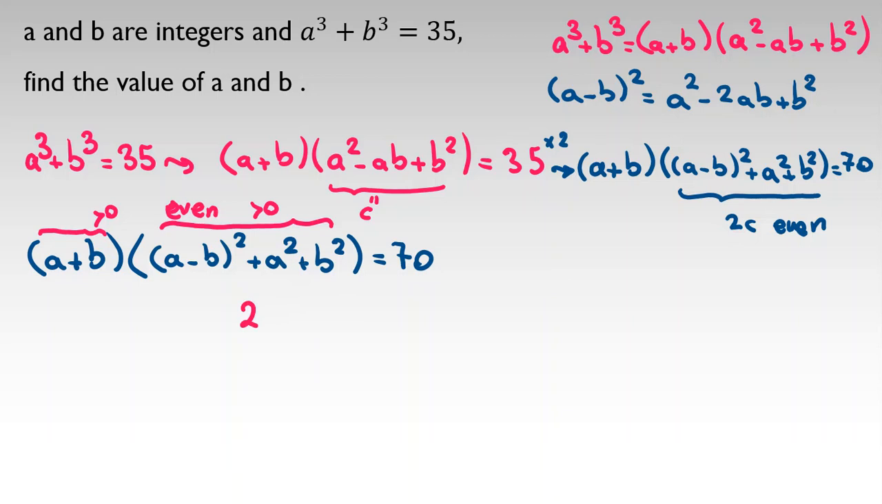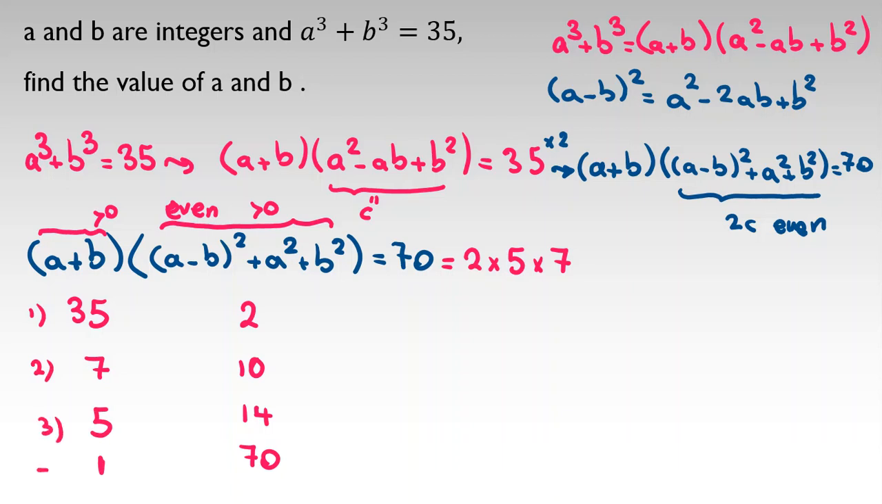So the cases are as follows. If I prime factorize 70, it is 2 times 5 times 7. So the second term can be 2, it can be 10, it can be 14, and it can be 70. If it is 2, then the other part is 35. If it is 10, the other part is 7, since the product is 70. If it is 14, the other part is 5. And if it is 70, the other part is 1. So we have 4 cases. Case 1, case 2, case 3, case 4. Let's consider the 4 cases.